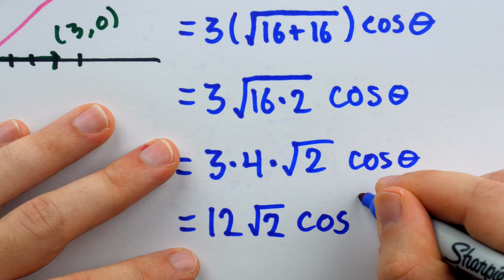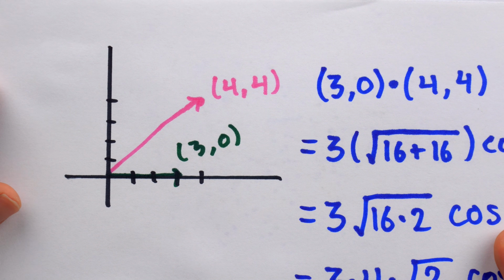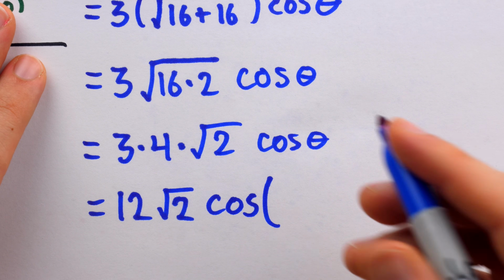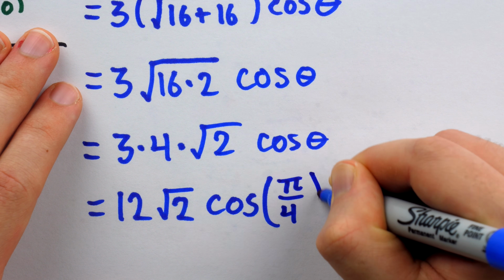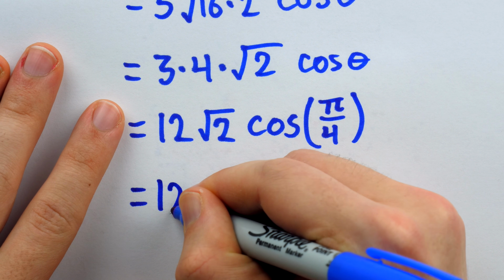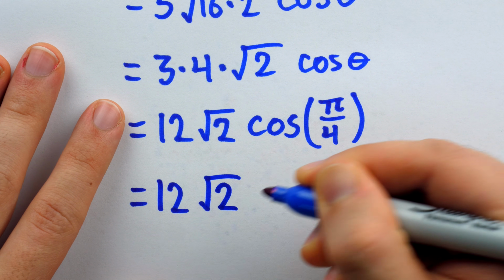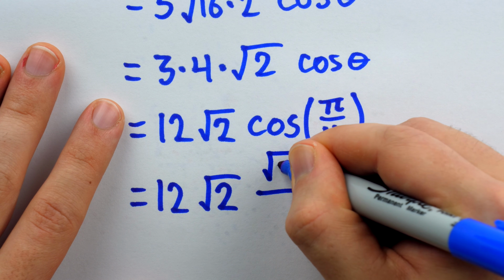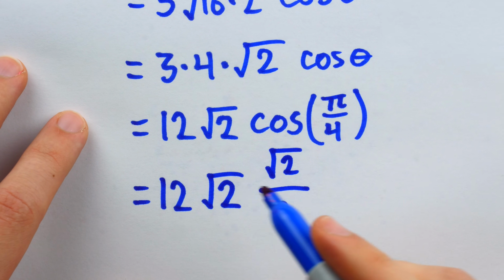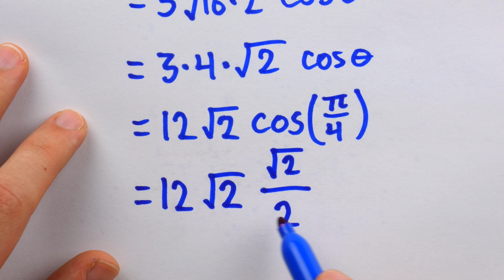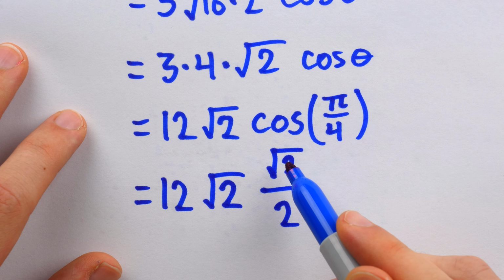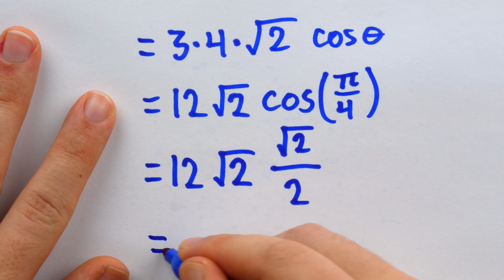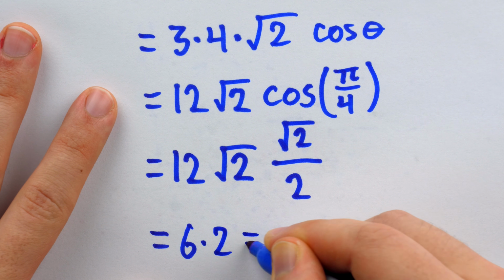I'm just going to go ahead and tell you that the angle between these vectors is 45 degrees. So this is cosine of 45 degrees, or in radians, which we would more typically use, it's pi over 4. Cosine of pi over 4 you can find using a calculator, or if you know what the unit circle is, just bust that out. It is root 2 over 2. So you can see now we have 12 over 2, which is 6, and root 2 times root 2, which is 2. So we end up with 6 times 2, which is 12.